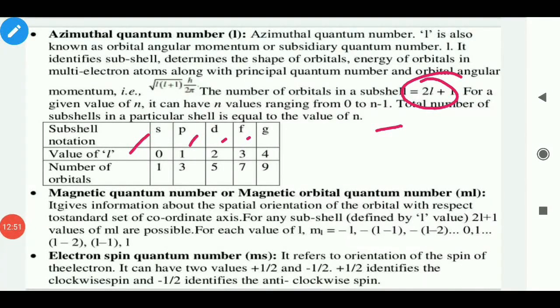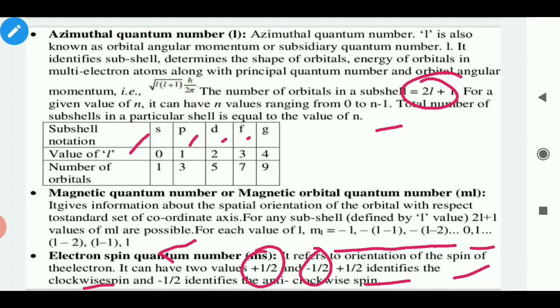Magnetic quantum number. It gives information about the spatial orientation of the orbital with respect to a standard set of coordinate axes. Its value varies from minus l to 0 and 0 to plus l. Number 4, electron spin quantum number. It refers to the orientation of spin of the electron. It can have two values, plus 1 by 2 and minus 1 by 2. Plus 1 by 2 identifies the clockwise spin and minus 1 by 2 determines the anti-clockwise spin.